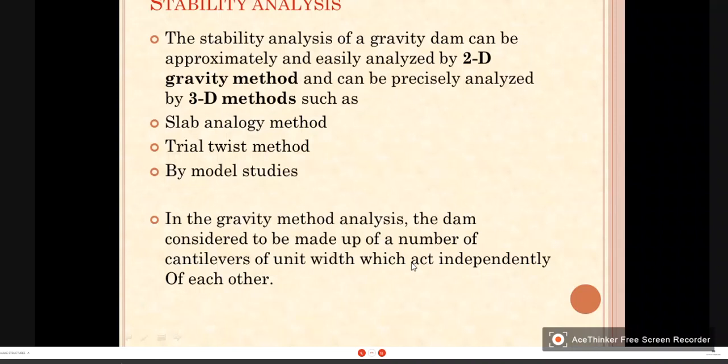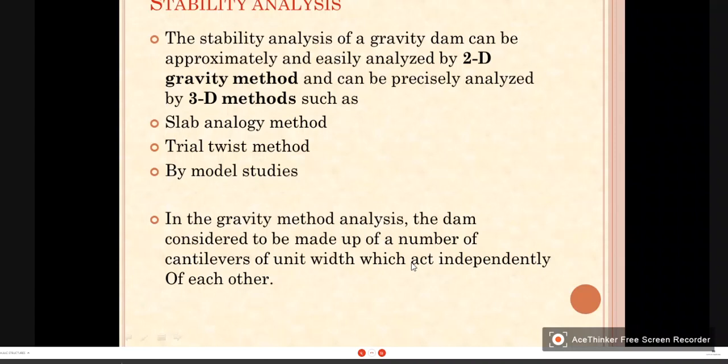Stability analysis: we can use 2D and 3D methods. Generally, we follow the 2D methods only. The stability analysis of a gravity dam can be approximately and easily done by the 2D gravity method. Generally, we use this 2D gravity method only, and for study purposes we can go through the others. The 3D methods include the slab analogy method, the trial load twist method and model studies.